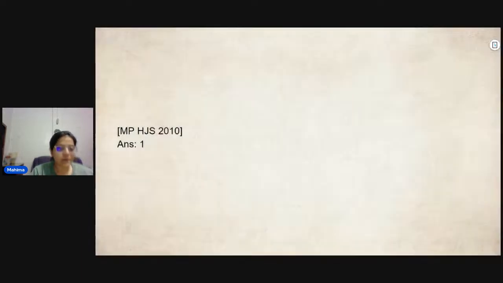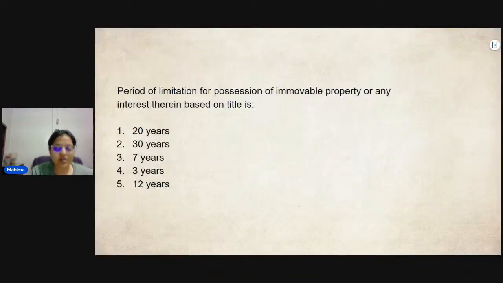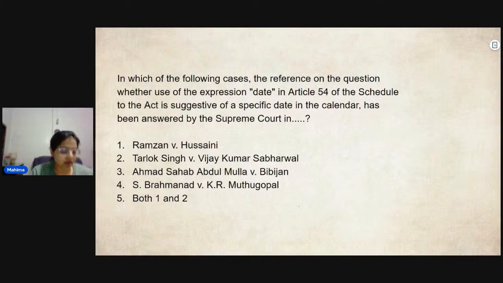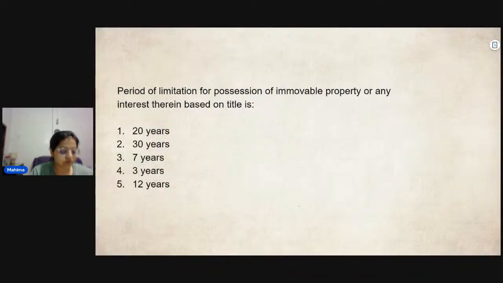Period for limitation, Ramzan versus Hussaini. Okay. Period of limitation for possession of immovable property or any interest therein based on title is 20 years, 30 years, 7 years, 3 years, 12 years.